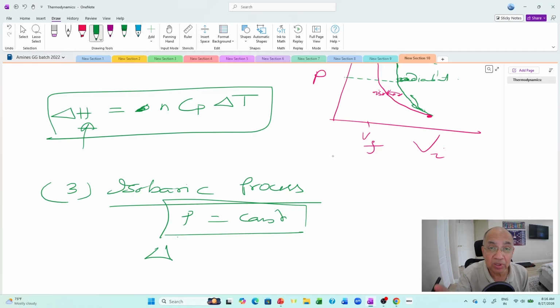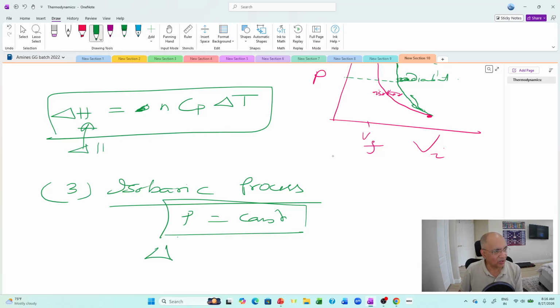If the Cp value or Cv value is given, it is well and good. Otherwise, we know if it is diatomic, straightaway Cp is 7/2 R. If it is monoatomic, Cp is 5/2 R. If Cv is needed for del U, it is 3/2 R for monoatomic, 5/2 R for diatomic. So we know all this. Sometimes in the problem, you will be given the Cv value. If you want Cp, you add 8.3, that will be Cp.